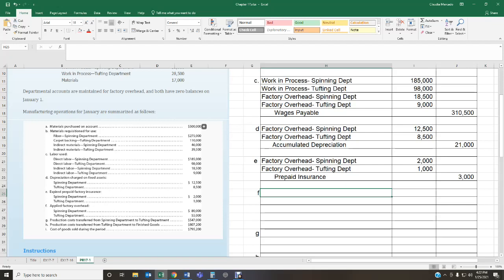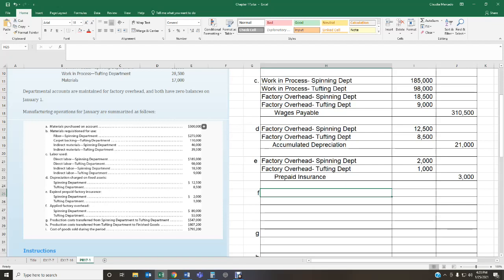Letter F, we applied factory overhead. So they've done some calculations for you, and they're saying, okay, you've accumulated all of these amounts into your factory overhead. Now we're going to actually apply it to the respective departments. They're telling you to apply $80,000 to the spinning department and $55,000 to the tufting department. So we are actually applying the overhead to the respective departments.